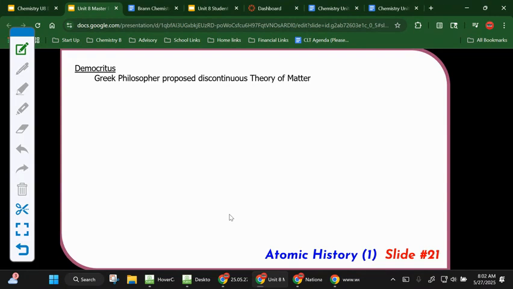That's why it is called the discontinuous theory of matter. It doesn't continue to be broken down and broken down forever. There is some small particle out there that cannot be divided and cannot be destroyed. He called that atomos. We call it atoms today. But that was at about 400 BC.